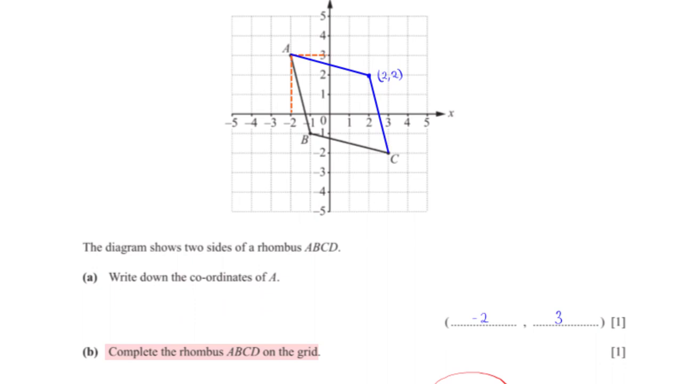Complete the rhombus on the grid. So we know that opposite sides of a rhombus are parallel and equal. So from point B, since we are moving 4 units to the right and 1 unit downward to get to point C, we can also move 4 units to the right and 1 unit downward to get the final point of the rhombus. Once we pin this final point, we can complete the rhombus by drawing 2 straight lines.